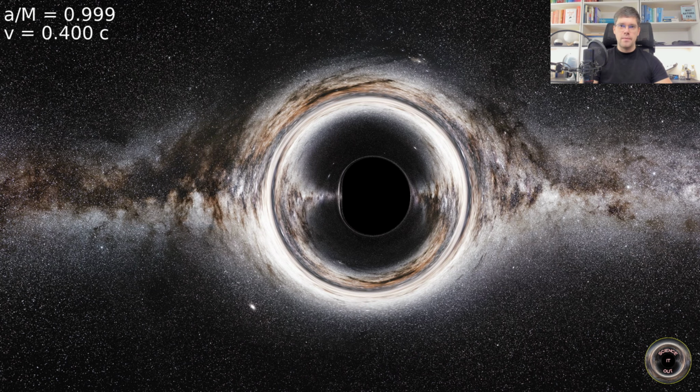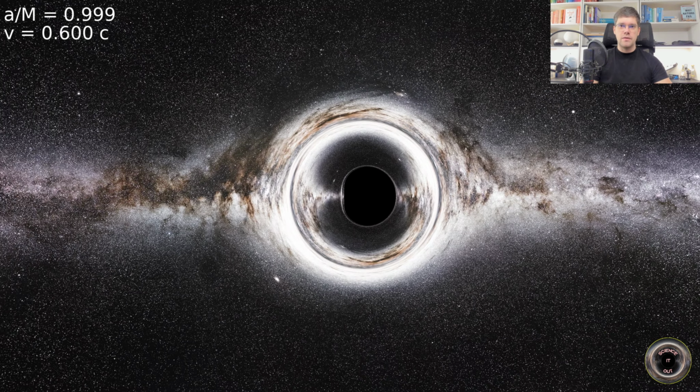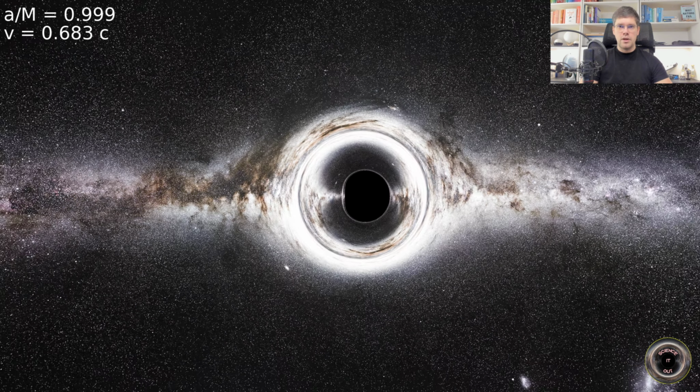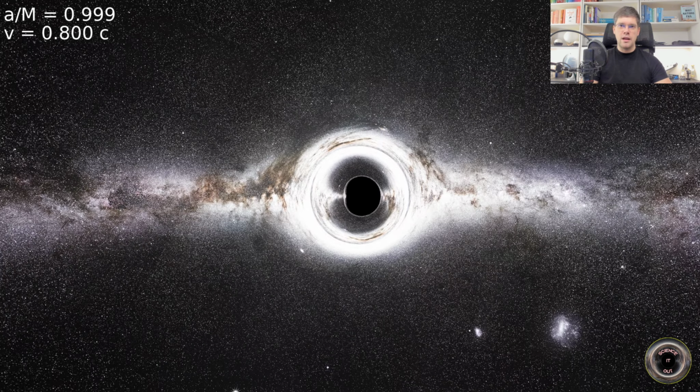Let's speed up again. At 60% of the speed of light, the aberration and beaming are very obvious. Now 80% of the speed of light. It looks as if we are using a fisheye lens now, but I remind you, the field of view hasn't changed, and the distance from the black hole is also the same as in the beginning. So let's do one more acceleration.